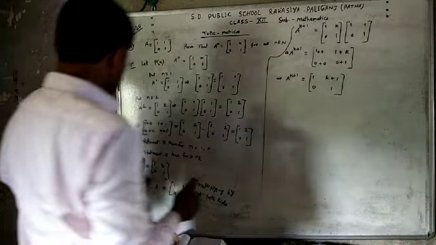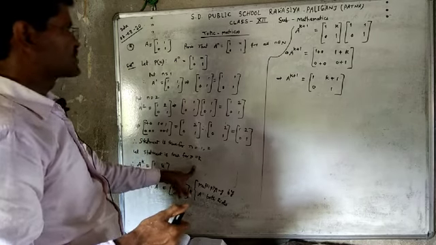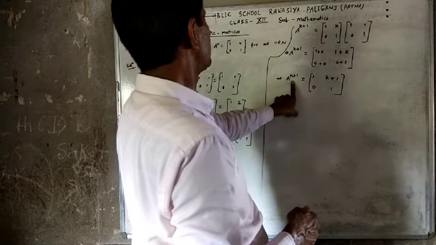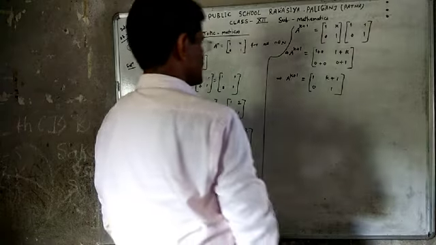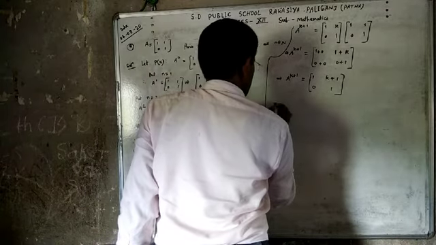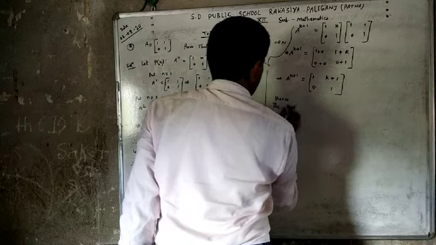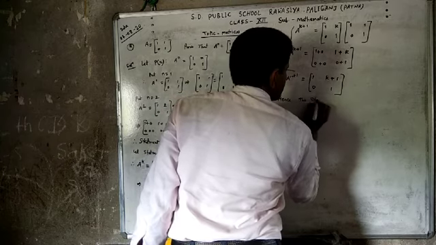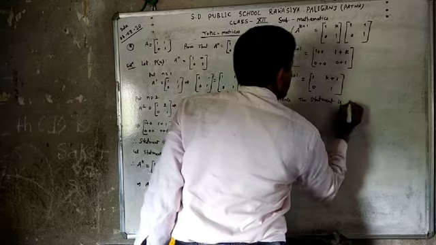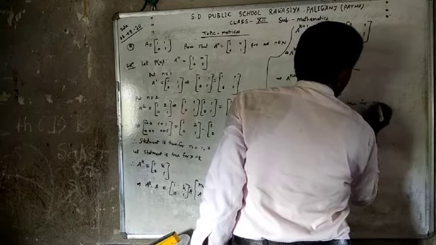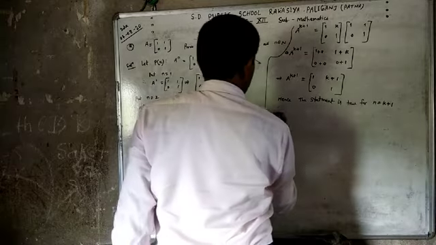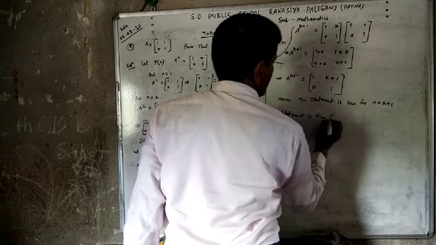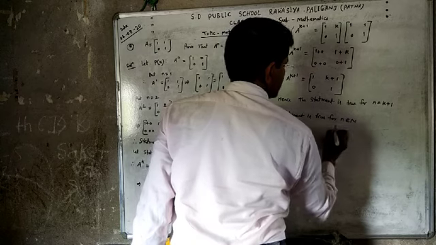Since the statement is true for n equal to k, and we observe that the statement is also true for n equal to k plus 1, hence we can write that the statement is true for n equal to k plus 1. Therefore, the statement is true for all natural numbers n.